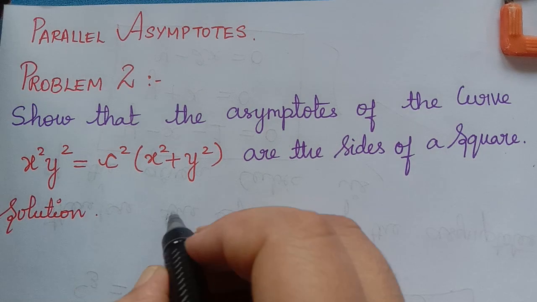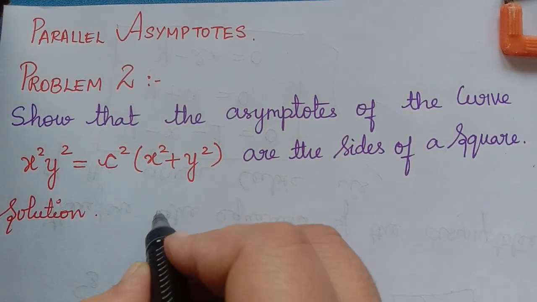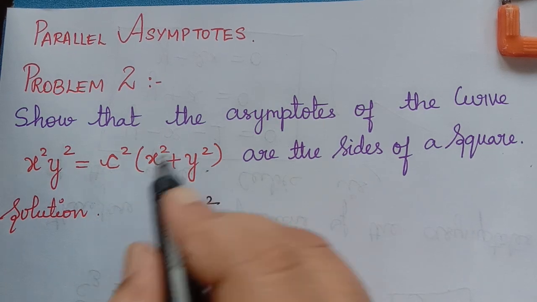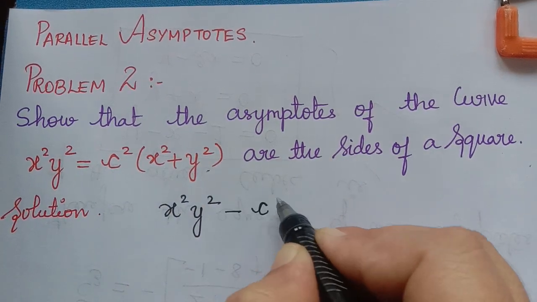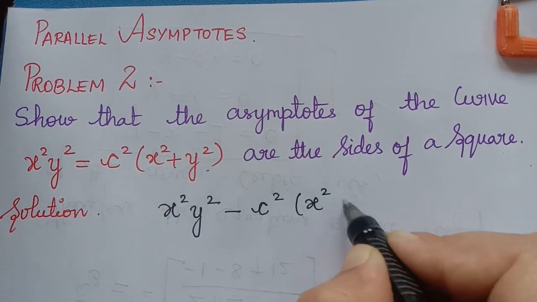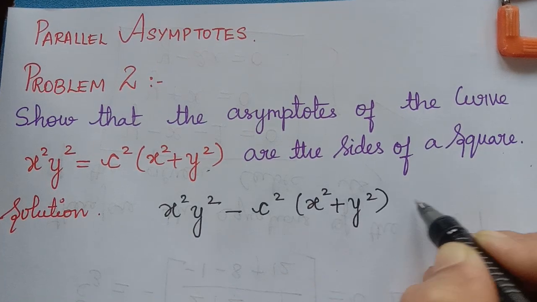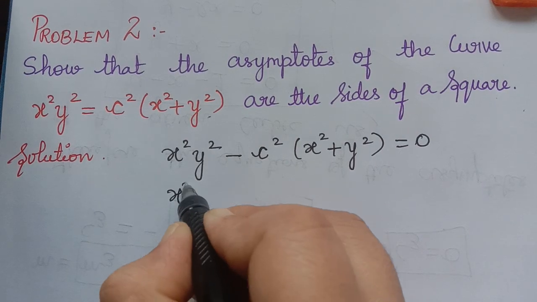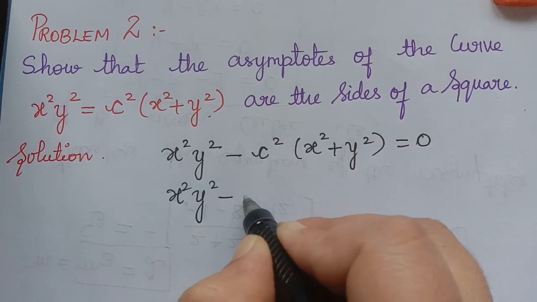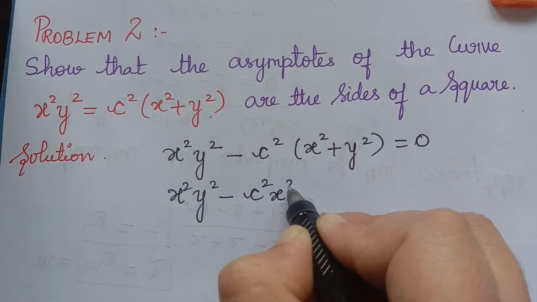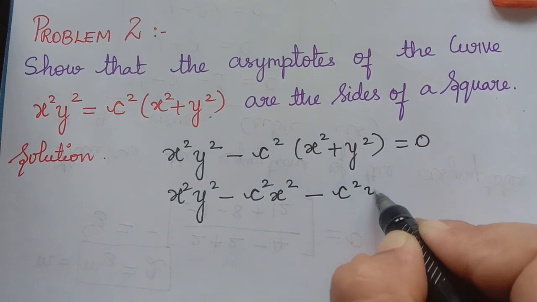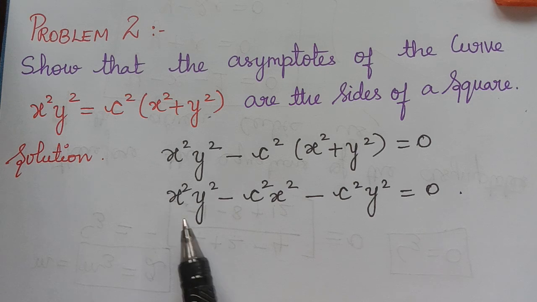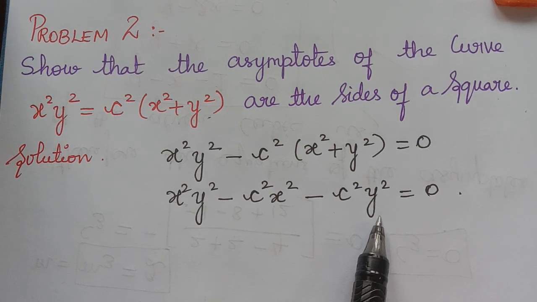So in order to do that, first we shall rewrite the given question. So x squared y squared, bringing this term to the left side, it is negative c squared multiplied with x squared plus y squared is equal to 0. Even more simplifying this, we get x squared y squared minus c squared x squared minus c squared y squared equals 0. Now we have to find the asymptotes for this equation.